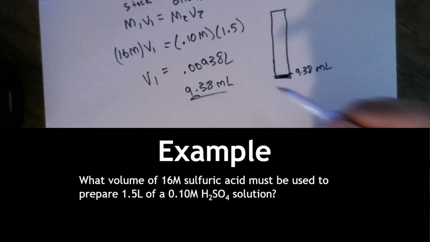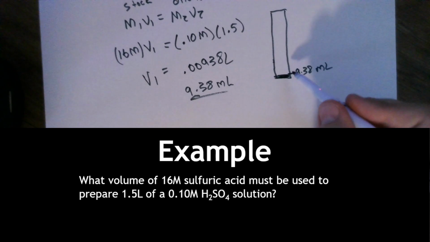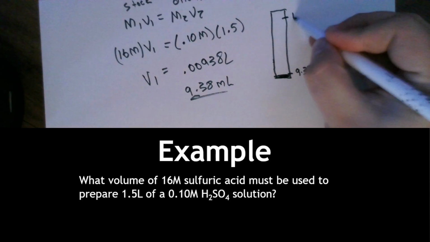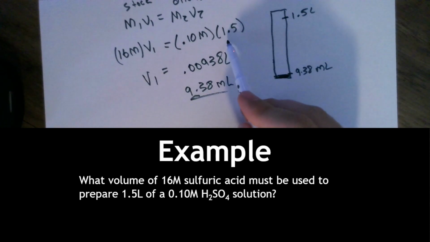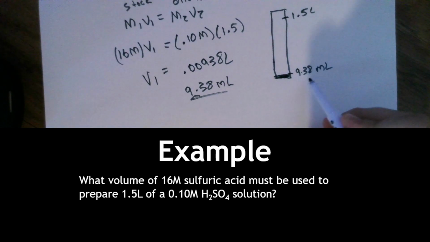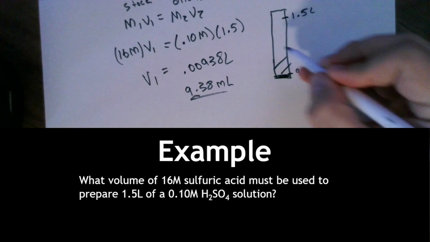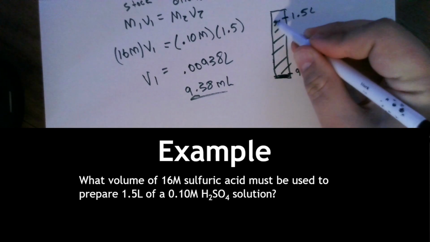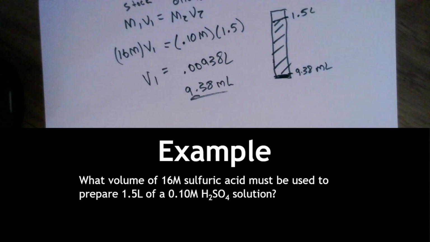And then I'm just going to fill the rest with water. I'm going to add enough water to get my desired amount of 1.5 liters. So 9.38 milliliters of just that stock solution, that really, really concentrated stuff. Fill the rest here with water until I get to 1.5 liters, and I will have made my desired solution.